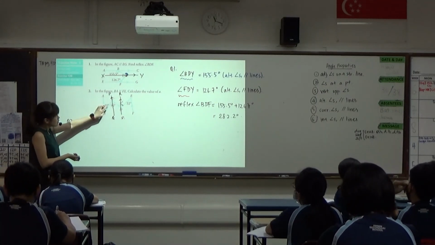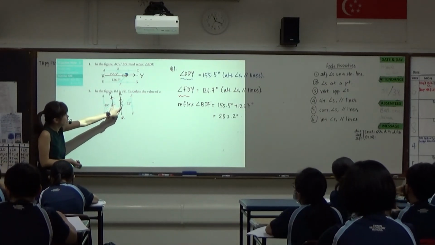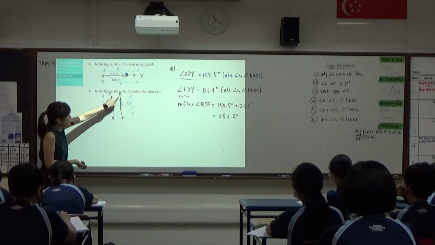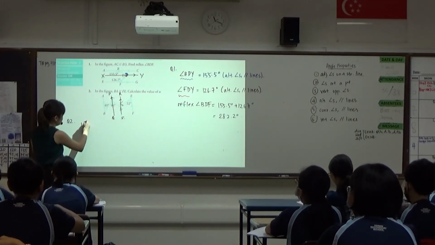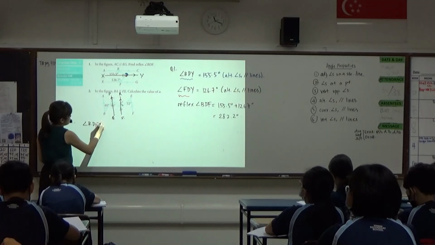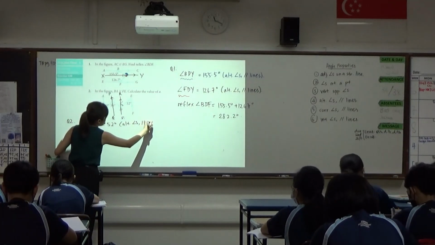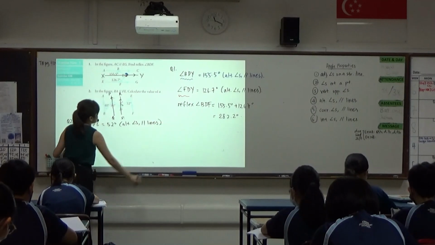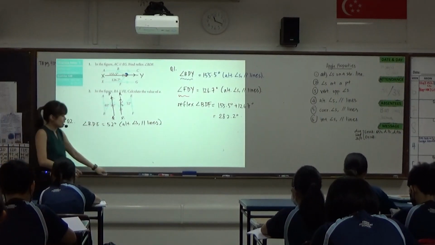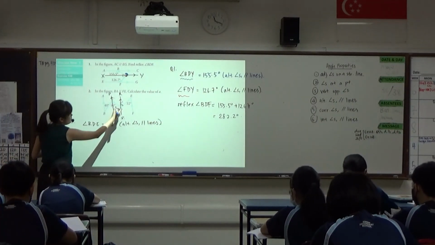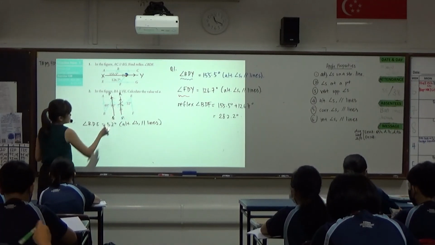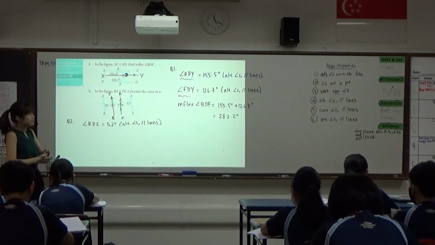Okay? So in this case, since I already know what this one here is, I'll just write it down first. RDE equals 52 degrees due to alternate angles, parallel lines. My next goal is to find out what this angle here is.